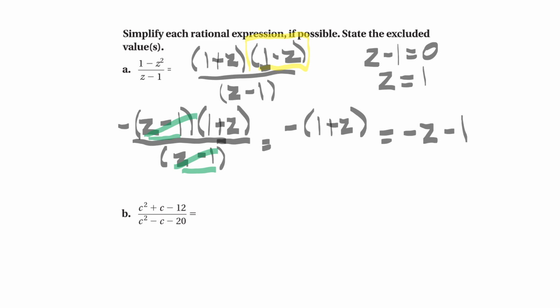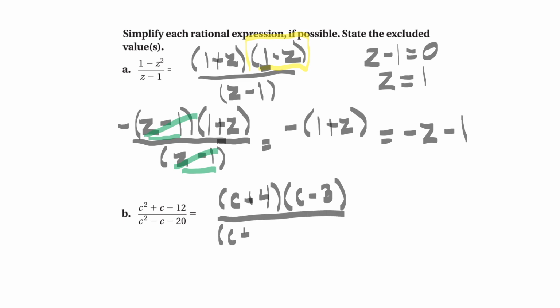Okay, taking a look down here, the first thing that we're going to do is we're going to factor both our numerator and our denominator. So our numerator becomes c plus 4 times c minus 3. Our denominator becomes c plus 4 times c minus 5. And right away, hopefully we're seeing our common factor, so the c plus 4's cancel out. And we have c minus 3 over c minus 5.